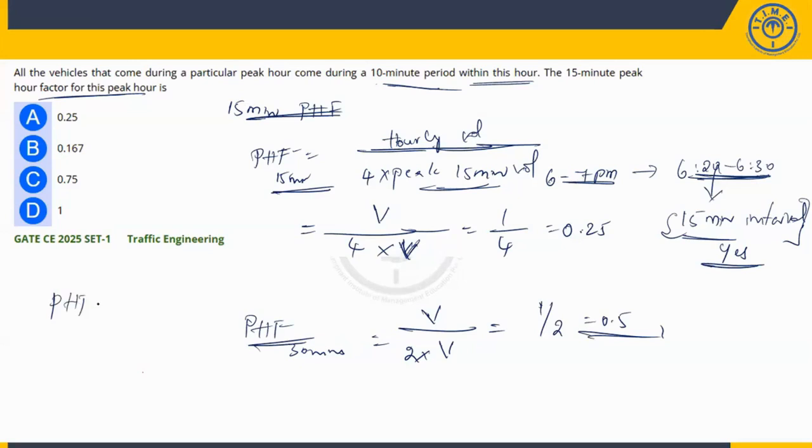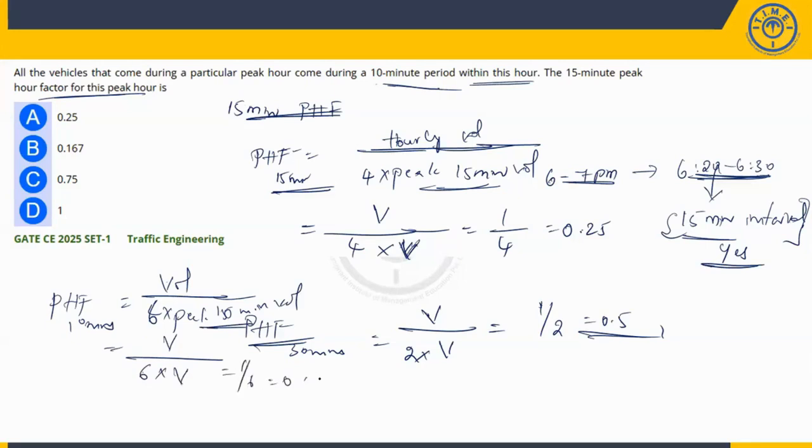And if he asks you for the peak hour factor for 10 minutes, that is hourly volume by, how many 10-minute intervals do we have? 6. 6 into peak 10-minute volume, which is again V, so that is 1 by 6, 0.167. So based on the question, we need to tell the answer. He asked us the peak 15-minute hour factor. Therefore, the answer is 0.25.